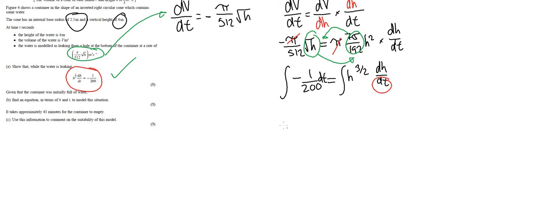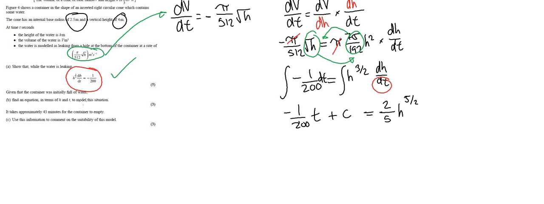So when I integrate this, I get, let's not put equals on that. I'm going to get minus 1 over 200 times t plus c, and that is equal to 2/5 of h to the power of 5 over 2. Okay, so that's that taken care of.